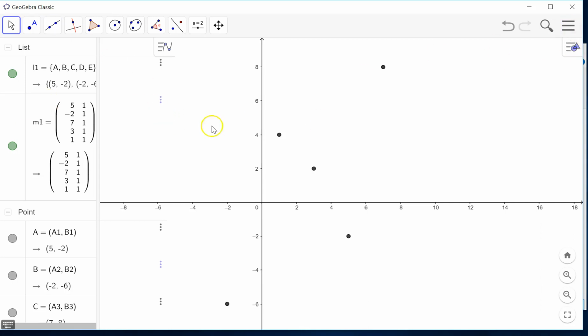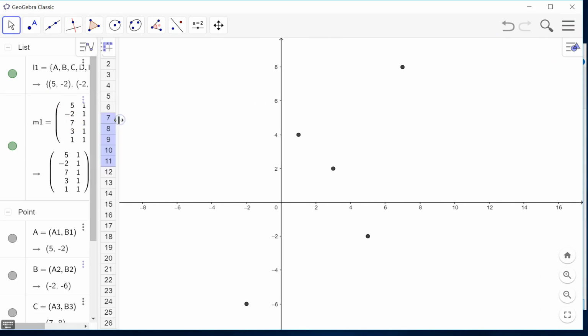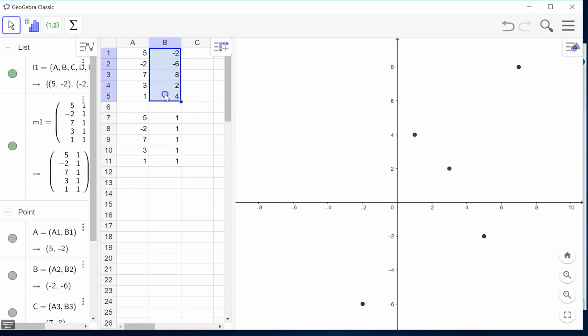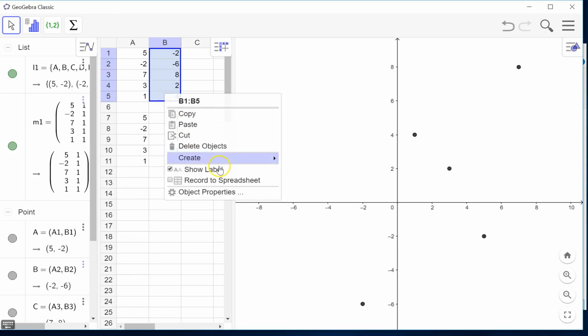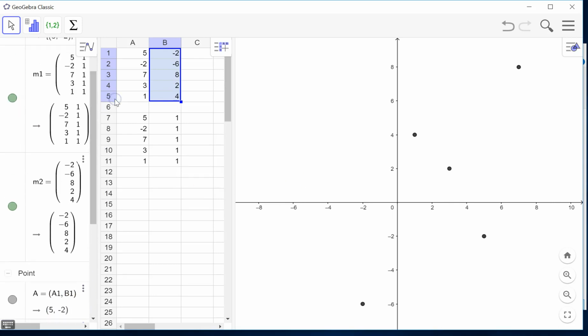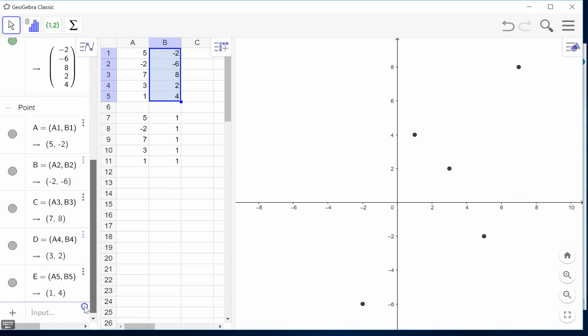So where did the spreadsheet go? There, that's buried. There it is. I also need a vector with my b's. So these were the y's, give me that b vector. So I'll just create a matrix with that too. So M1 is our coefficient matrix, M2 is our constants. So now we're ready to roll with this.